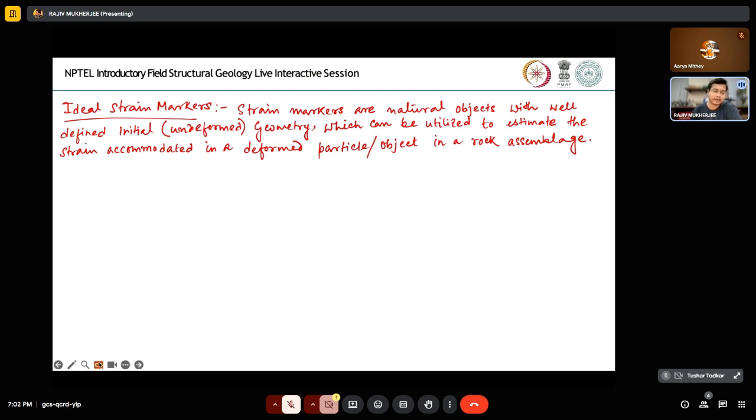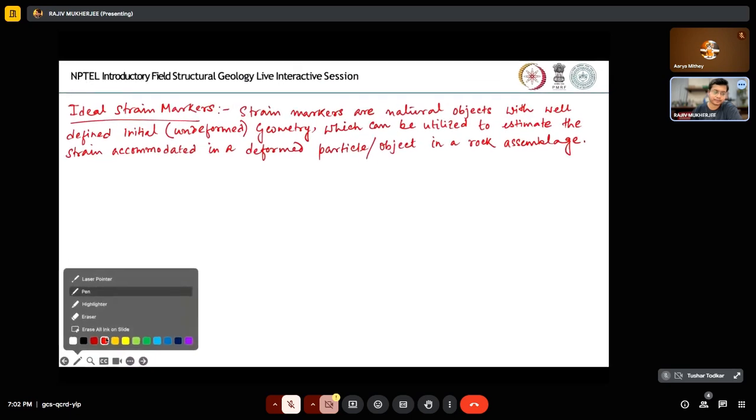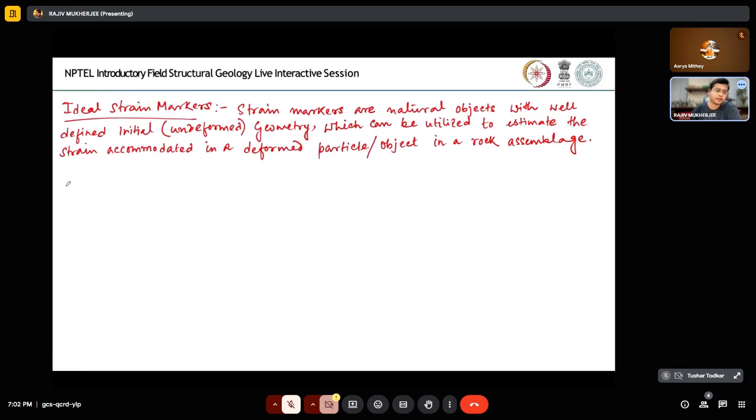For identifying a strain marker, the first one is originally spherical or equidimensional form.